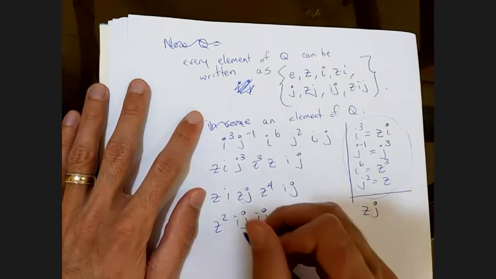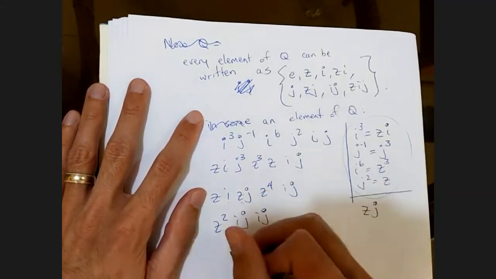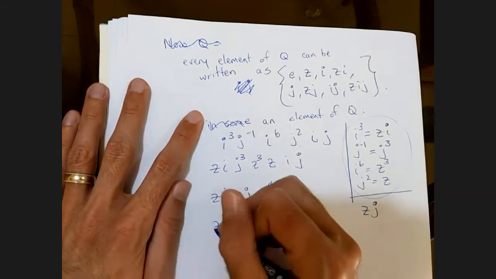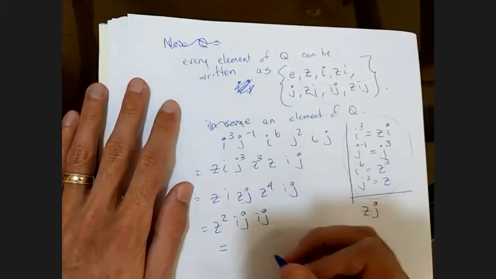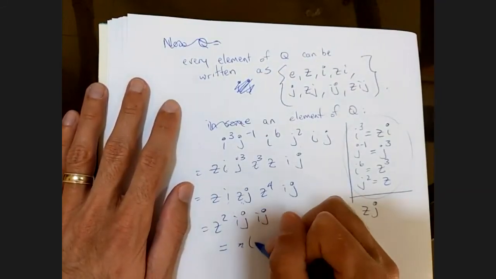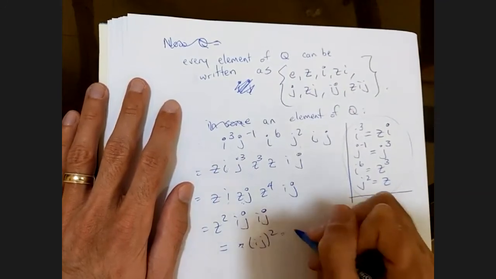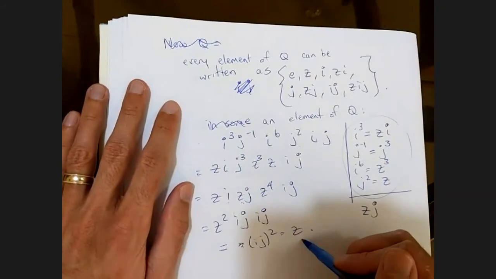And now this, remember that ij squared is z, and z squared is the identity. So we have the identity times ij squared, and ij squared is z. So this complicated thing just ended up being the element z.